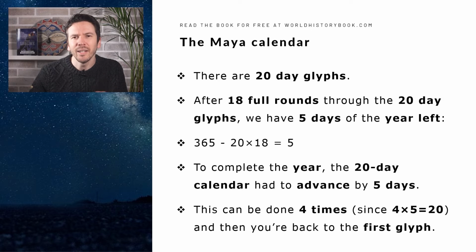As I've told you, there are 20 day glyphs in the Tzolkin system. After 18 full rounds through those 20 day glyphs, we get to 360. And then we have only 5 days left until the full year is finished. So to complete the year with those extra 5 days, that 20-day calendar had to advance by another 5 days. This can be done 4 times, since 4 times 5 days is 20, until we get back to the first glyph in that 20-day cycle. And this is the reason that the year always starts on one of these 4 day glyphs.